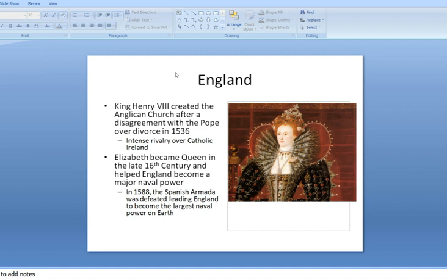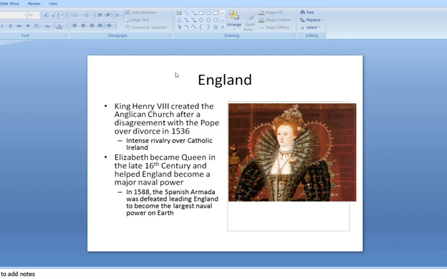So there's an intense rivalry with England and the Catholic countries at that time. Spain was one of them, and Ireland, which shares a border with England, also had issues. There's going to be issues with the Pope, so there's going to be a lot of defense.